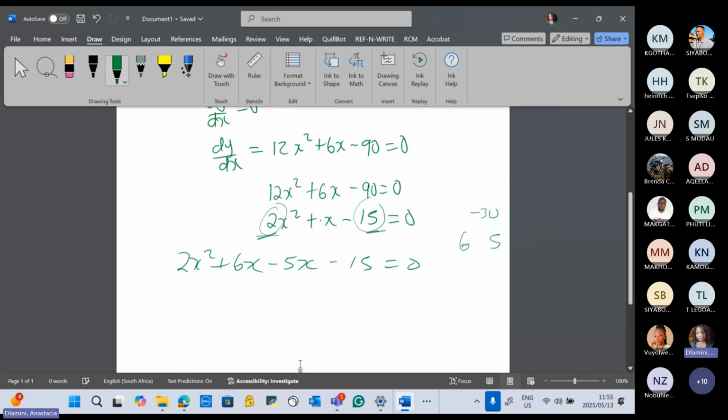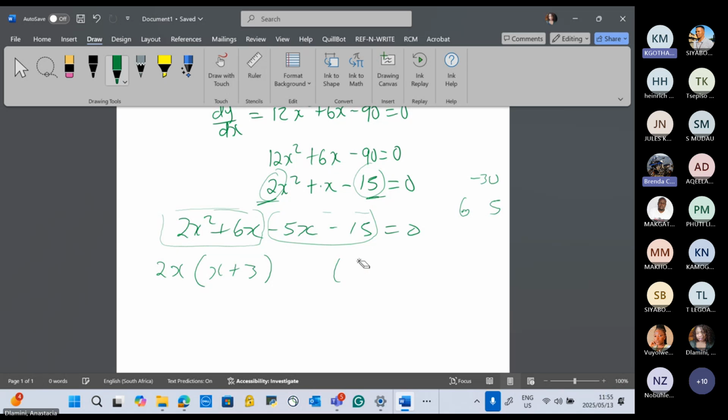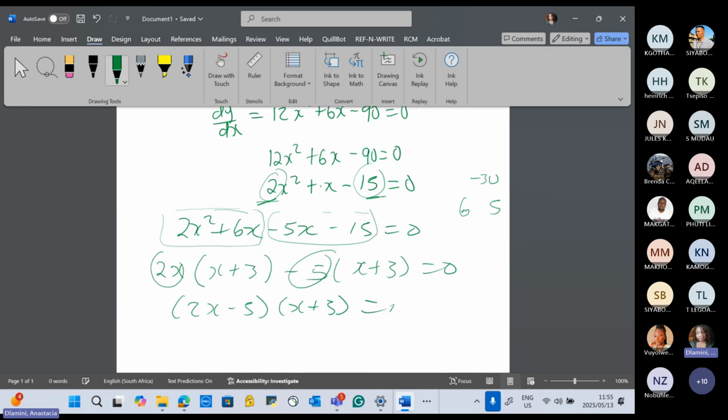Now we do groupings. When we do groupings, we group such that everything in the bracket is the same. So what do we factor out for the first part here? 2x. Open bracket. Then we remain with x plus 3. What do we factor out here such that we also have x plus 3 inside? Minus 5. So we take this and this together. So it's 2x minus 5, and then x plus 3 is equal to 0.